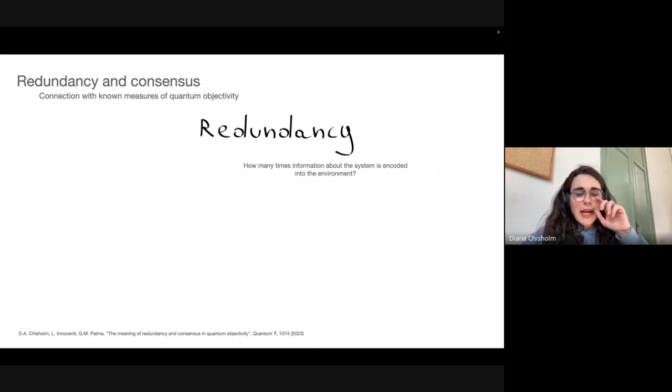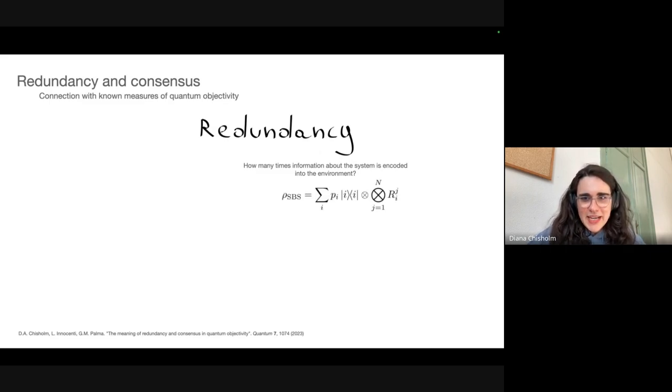So there's also a connection that you can establish between redundancy, consensus, and then SPS and quantum Darwinism. The redundancy one is, again, the more simple, compared to consensus. If you have a state which is SPS, and therefore it has this structure, and then you have this N, which is the largest N possible that still allows you to retain an SPS structure, then this N value is precisely the redundancy. Okay, so it's exactly the highest number of fractions into which you can divide the environment, ensuring that each fraction is still fully correlated with the system.